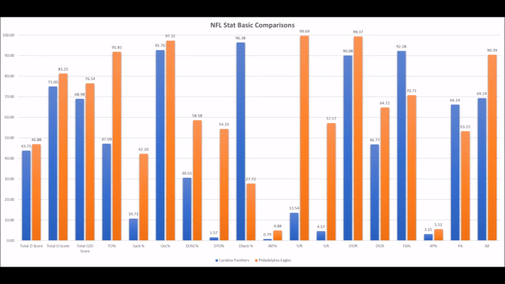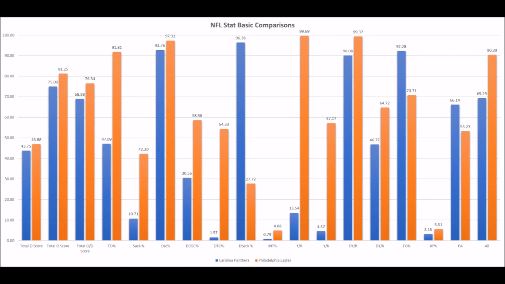So when you look at the basic stuff, start with the total D score. The total D score is basically the ability for the defense to prevent first downs. It's very evenly matched, but the Eagles have the advantage there. And then when you look at the total O score, which is the ability to create first downs as an offense, it's fairly close, but the Eagles have the edge. They're just better when it comes to creating first downs with their offense, and they're better in terms of preventing first downs with their defense.